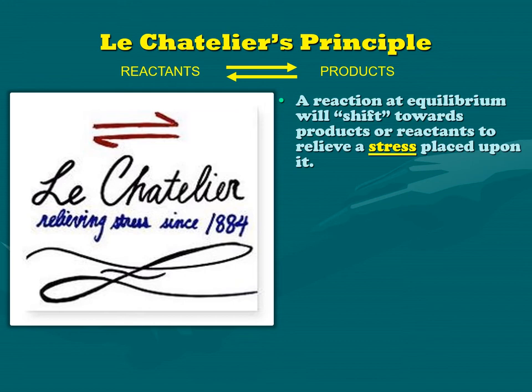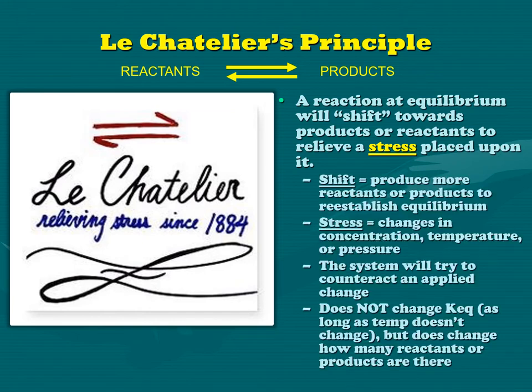No one likes stress. We try to get rid of the stress in our lives, just like a reaction would try to get rid of the stress. So let's pick this definition apart a little bit. What does shift mean? Well, shift means that it will either produce more products or reactants. What is a stress? A stress is a change in concentration, in temperature, or in pressure, or you could even say in volume, because volume and pressure are related.